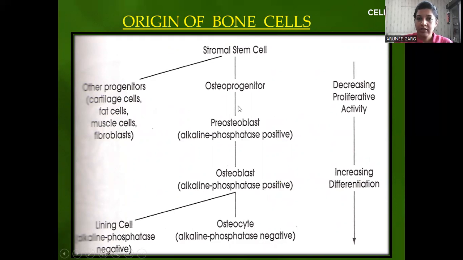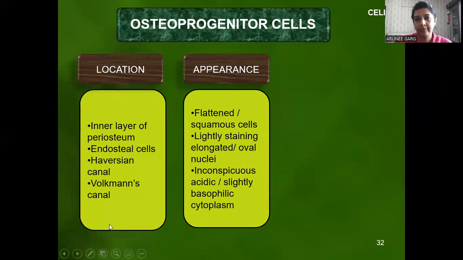The osteoprogenitor cells form the pre-osteoblast, which then forms the osteoblast, which then forms the osteocyte and the lining cells. Now, coming to the osteoprogenitor cells, which are the precursor cells, they are located in the inner layer of the periosteum. As I said, periosteum has a fibrous and a cellular layer. The endosteal cells have osteoprogenitor cells.